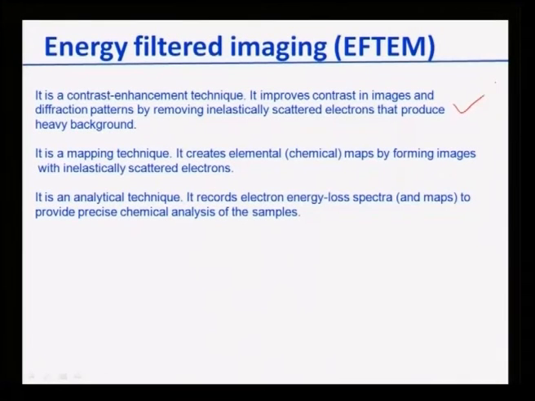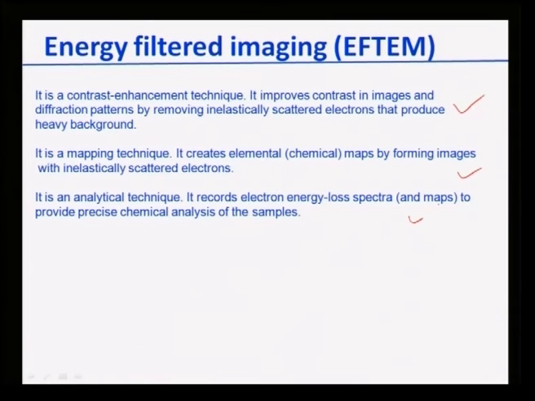The second thing one can do is mapping. EDS is used as a mapping technique, and this can also be used to create elemental maps by forming images with inelastically scattered electrons of particular energy levels. Also this is an analytical technique. It can record your electron energy loss spectra or even maps to provide precise chemical analysis of the samples. So that is in a nutshell what EFTM can do.